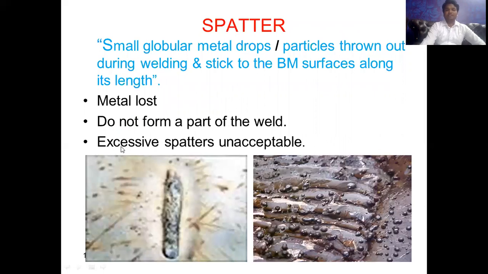Then another defect we see is spatter. These are small globular metal drops or particles thrown out during welding that stick to the base metal surface along its length. This is caused by metal lost that does not form a part of the weld. Even though some spatter is unavoidable, excessive spatter is not acceptable.